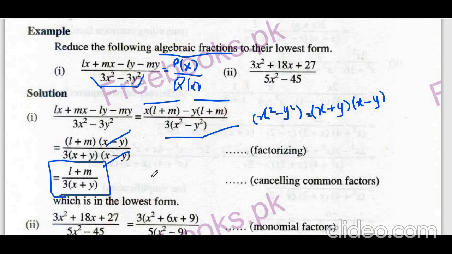Why? Because the polynomial p of x and the denominator's polynomial q of x both are in simplified form. Nothing is common between these two polynomials. Nothing can be more factorized. Nothing can be added or subtracted or divided or cancelled. Okay, these two terms are in simplified form. So that's why this is the lowest form of the algebraic expression.